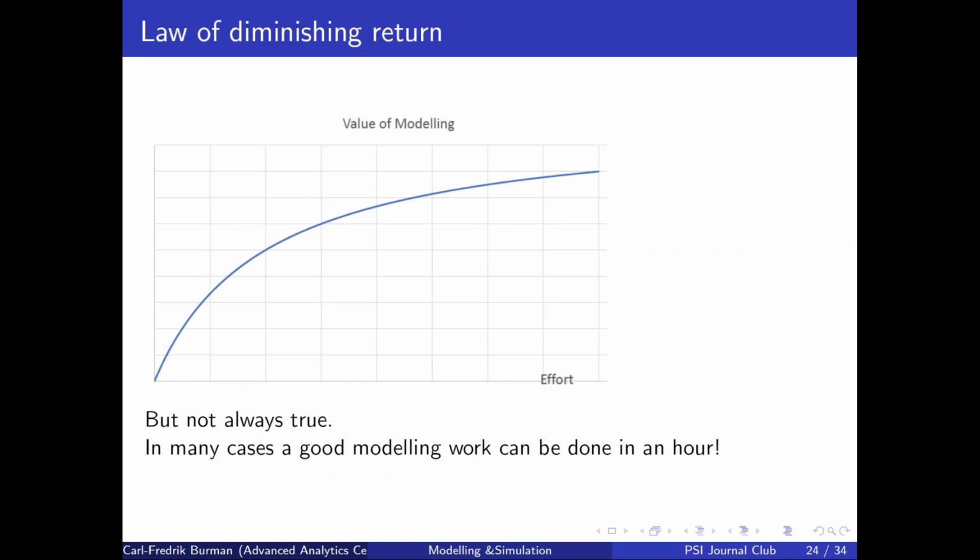There's a standard economics law of diminishing returns, and I think this is often applicable to modeling. And I would say that in many cases you can do a good model in an hour. So I would like to get this modeling attitude out among drug developers. It doesn't have to be complicated. It's putting the information together to find a conclusion to change the decision.